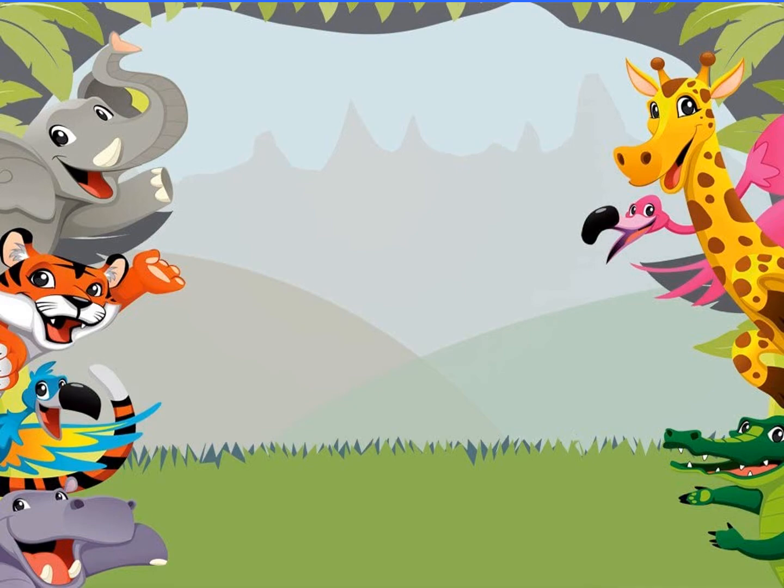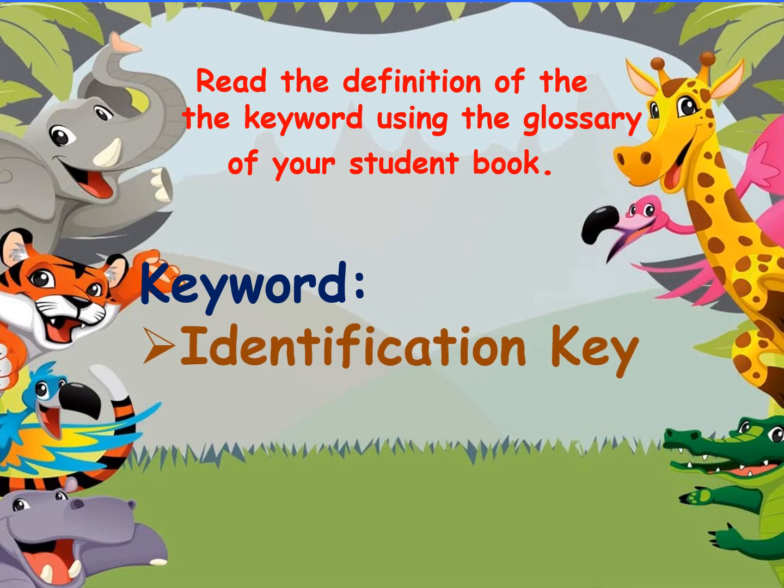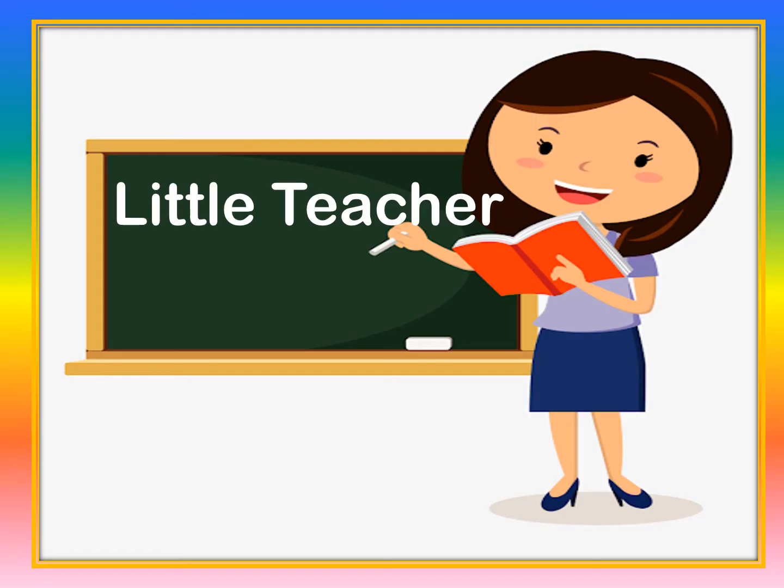For your next task, read the definition of the keyword using the glossary of your student book. The keyword is identification key. So using the glossary of your student book, you will see the definition of this keyword, which is identification key. To give some information and important points about this topic, one of your classmates will discuss identification keys and how you're going to use them to classify the different animals.